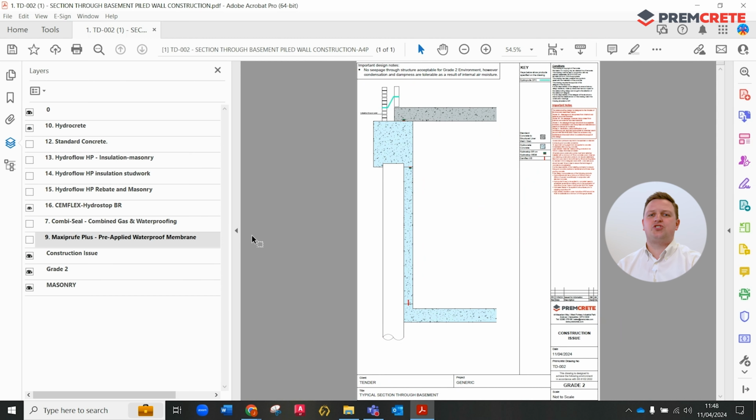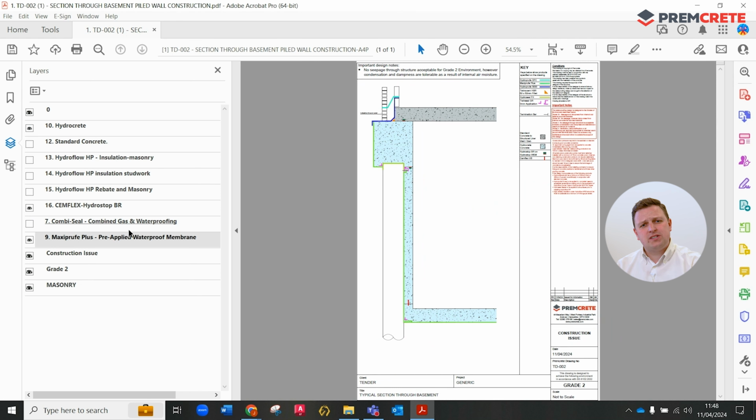In the instance we have a grade 2 or a grade 3 basement in accordance with BS 8102 2022, we'd look to have two forms of protection. Let's assume we need a pre-applied membrane solution to the outside of the basement. The MaxiProof Plus would be the correct layer to turn on here.